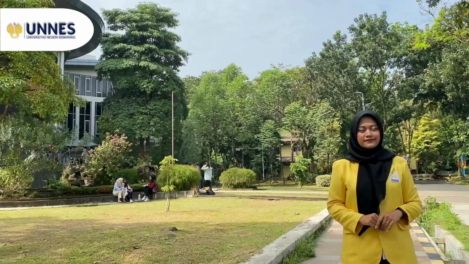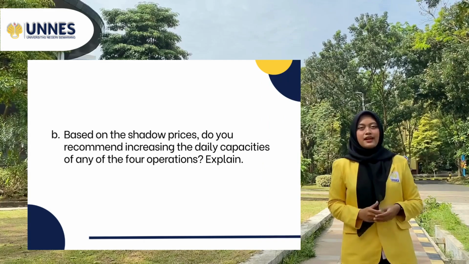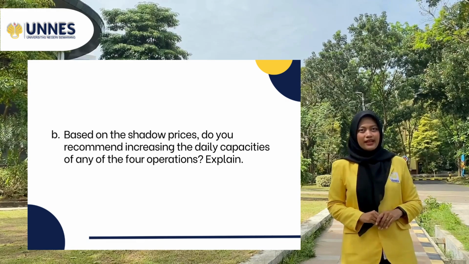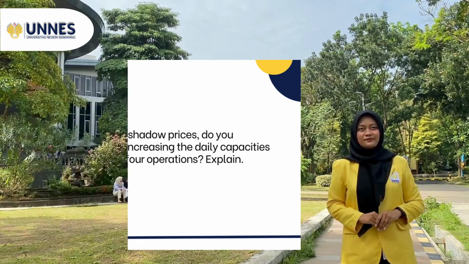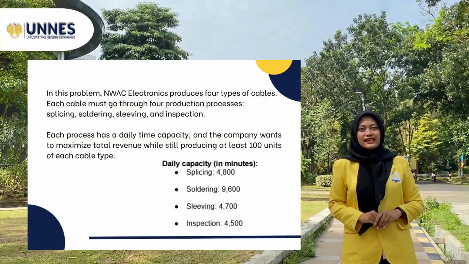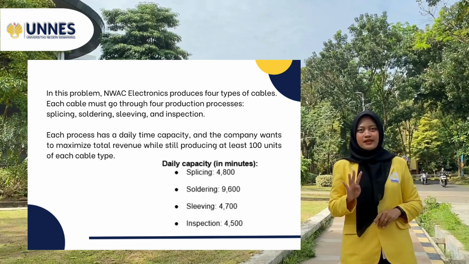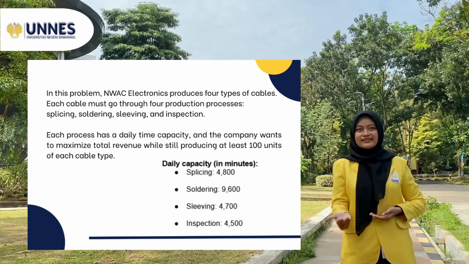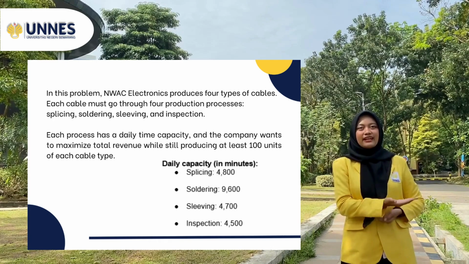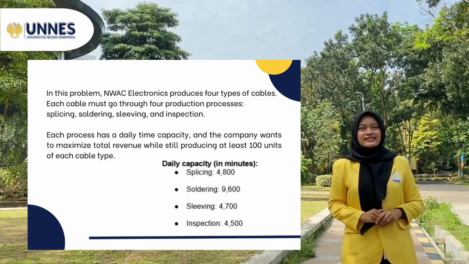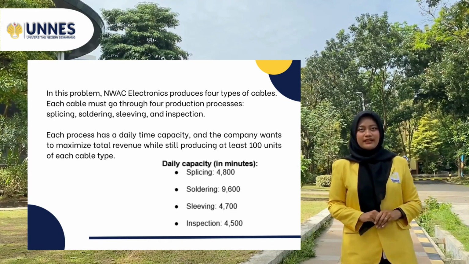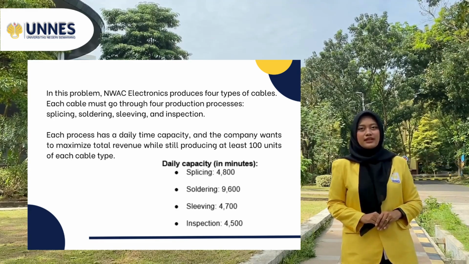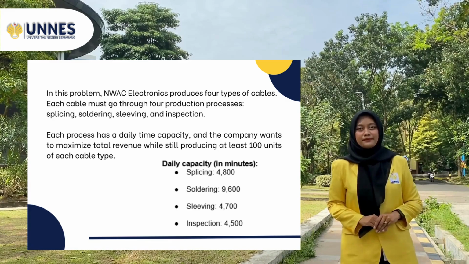And the second question, based on the dual prices, do you recommend increasing the daily capacity of any of the four operations? Explain. In this problem, NWAC Electronics produces four types of cables. Each cable must go through four production processes: splicing, soldering, sleeving, and inspection. Each process has daily time capacity, and the company wants to maximize the total revenue while still producing at least 100 units of each cable type.